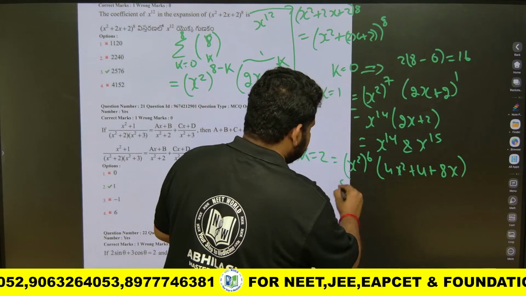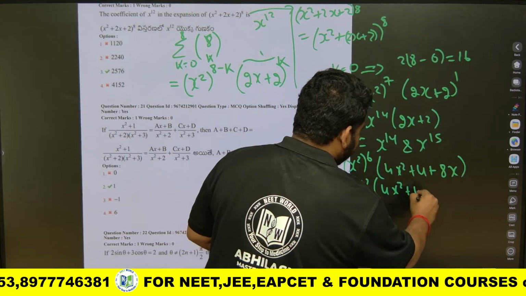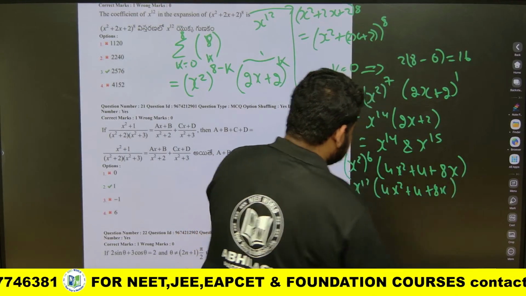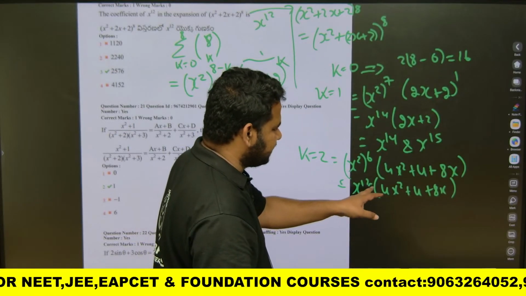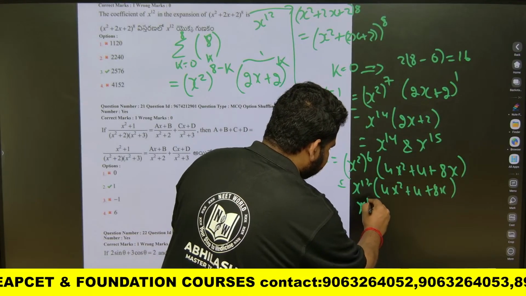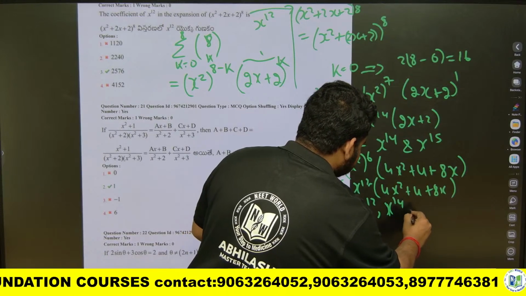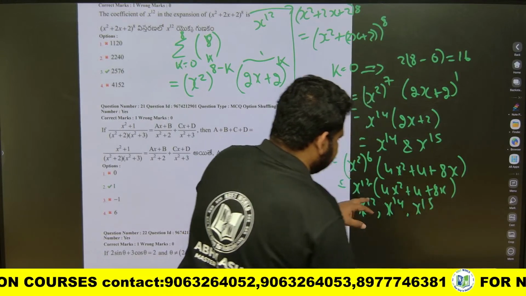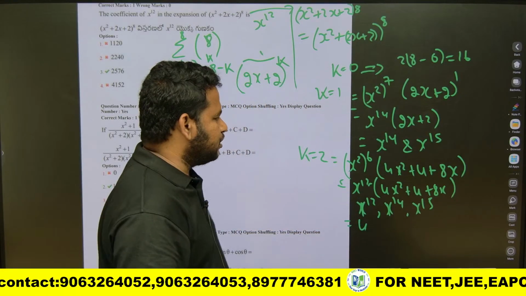Now, this will be x to the power of 12 into 4x square plus 4 plus 8x. So what powers will I get? I'll get x to the power of 12, also x to the power of 12 plus 2, that is 14, and also 15. But x to the power of 12, I'll get here with coefficient 4. So 4 into x to the power of 12, I'll get it.